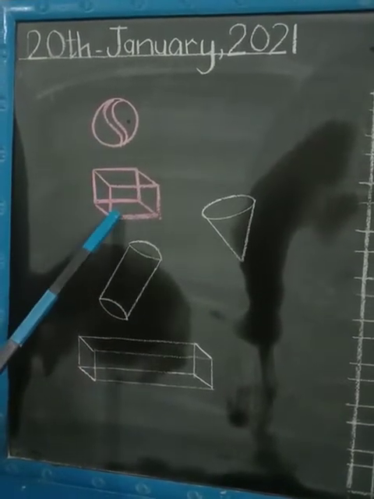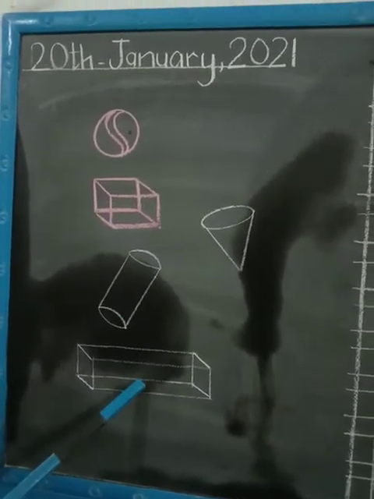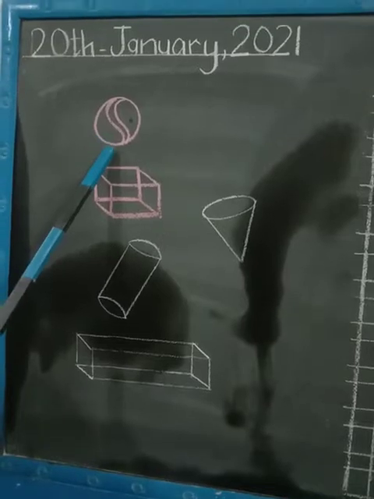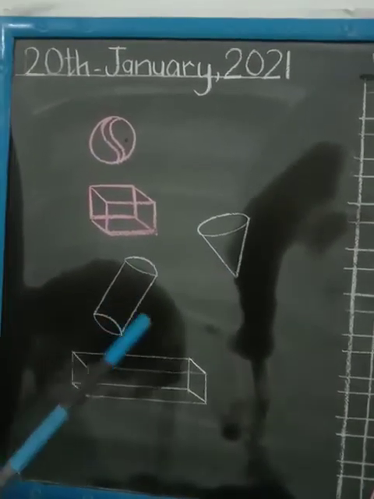Sphere, cube, cone, cylinder, cuboid. See again. Sphere, cube, cone, cylinder and cuboid.